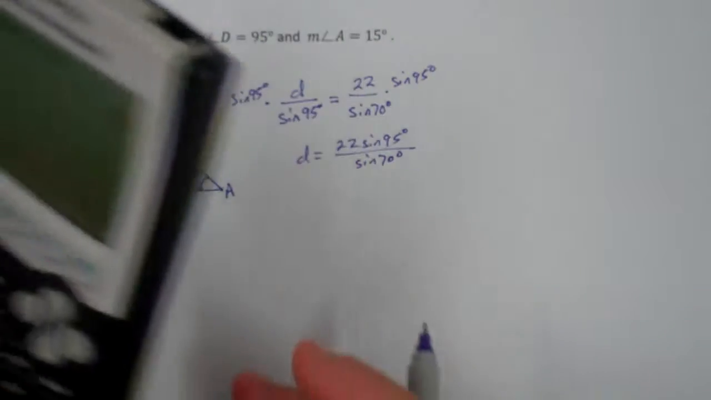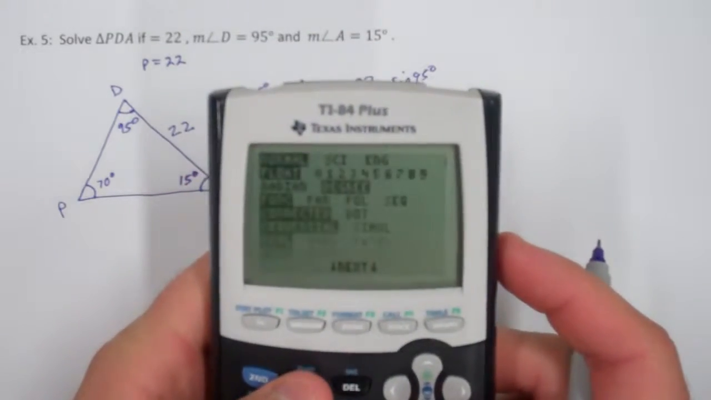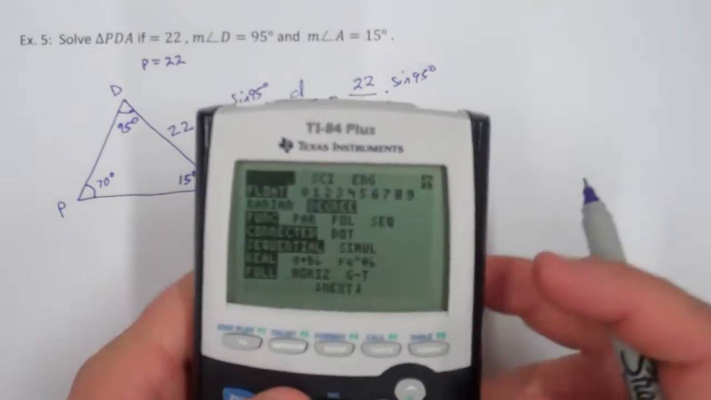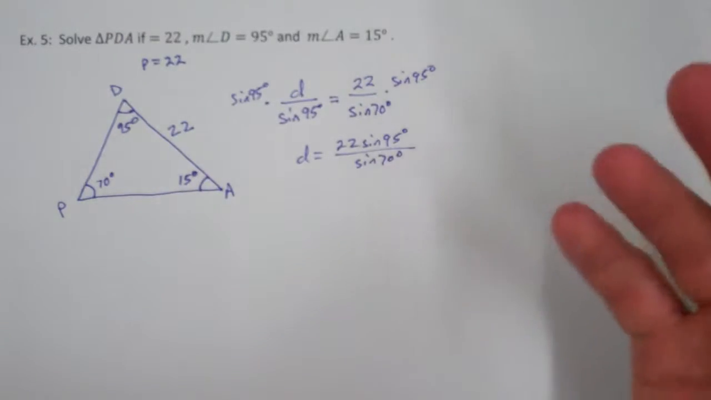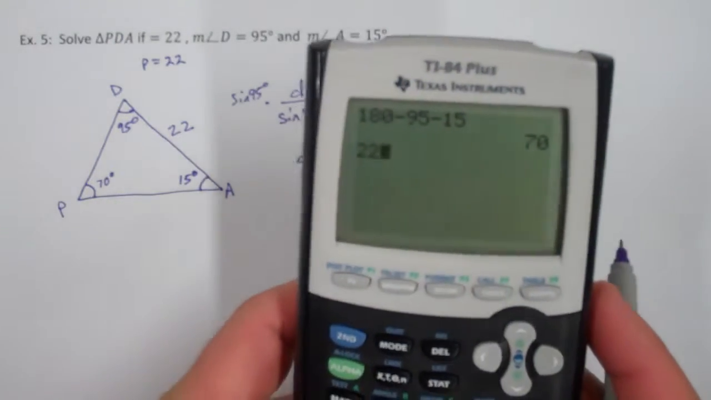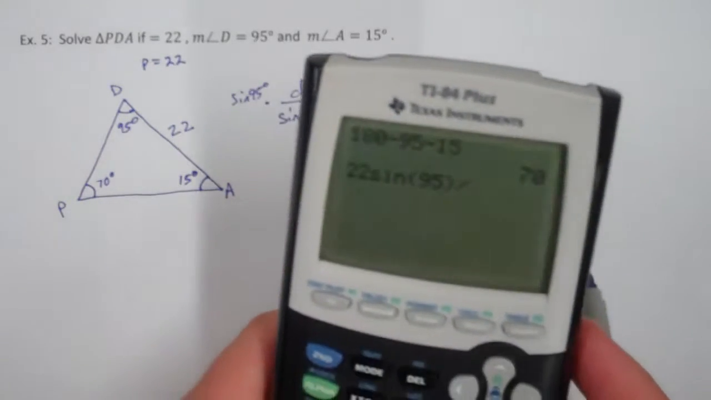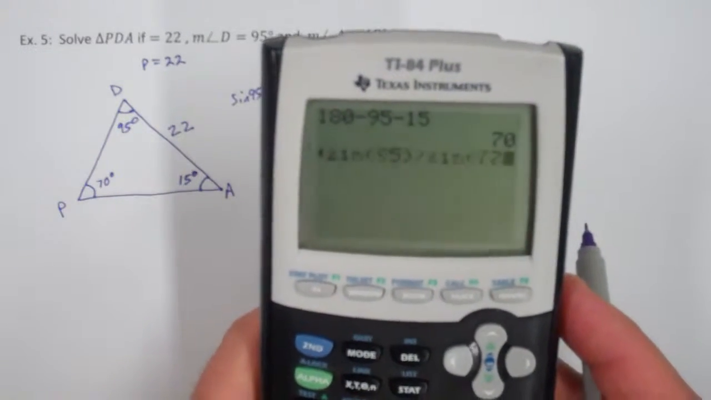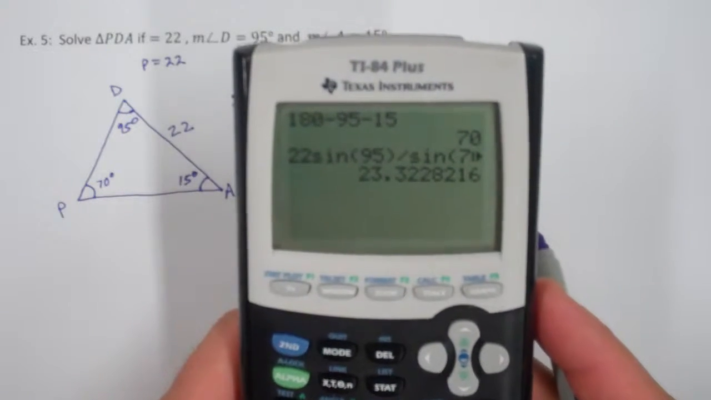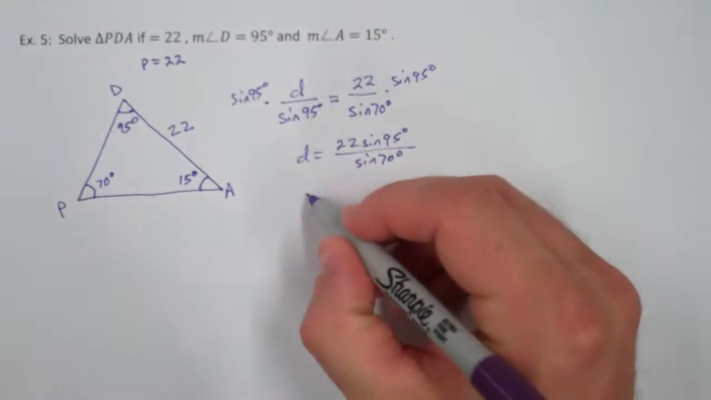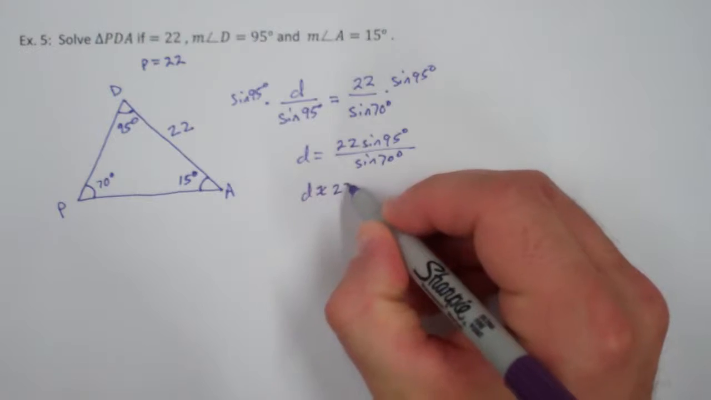Let's see what our calculator gives us. It's a good idea just to check your mode real quick. And we are in degree mode. We're using degrees, so we've got to be in degree mode. So it's going to be 22 sine of 95 divided by sine of 70. And we get about 23.3. So D is about 23.3.